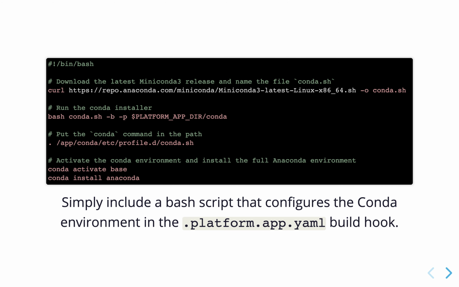The build hook in your Platform app YAML file lets you specify scripts to run when your code builds. This script uses curl to get Miniconda. It then runs the Conda installer, adds Conda to the path, and installs the full Anaconda environment.